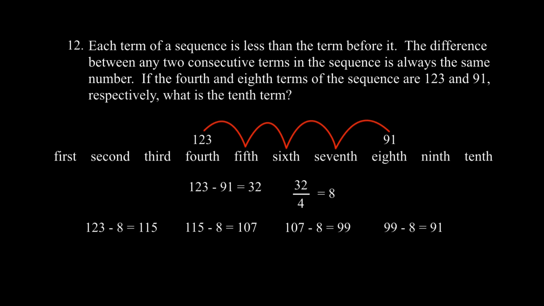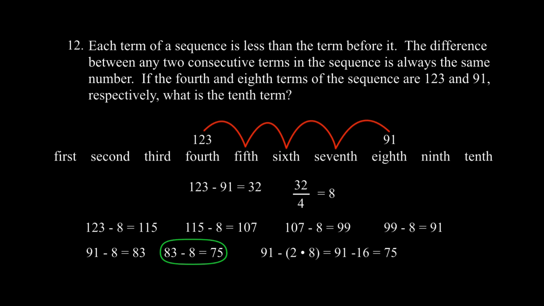So from here, we can either go 91 minus 8 and get 83, and 83 minus 8 to get 75, which is the right answer. Or we could take 8 times 2, which is 16, and just subtract that from 91. So 91 minus 16 gives us 75.